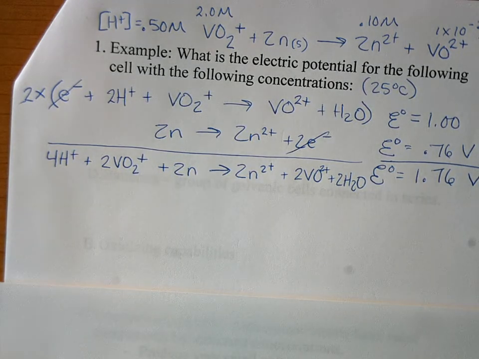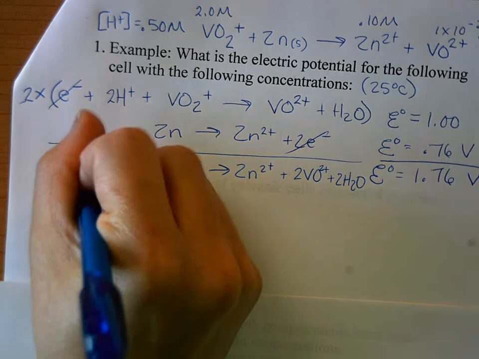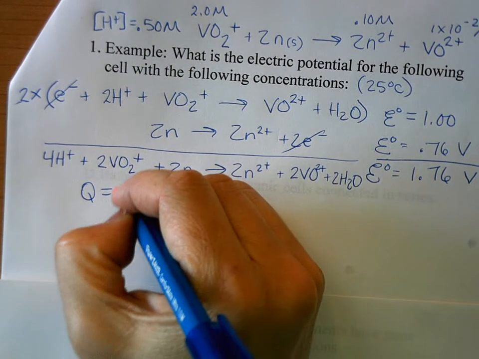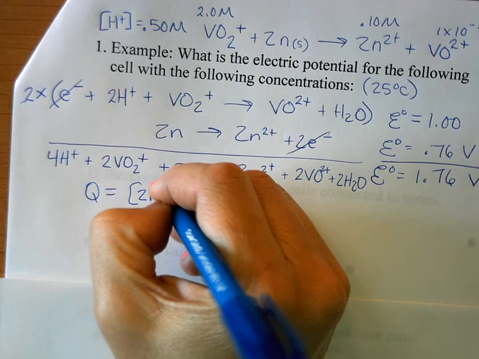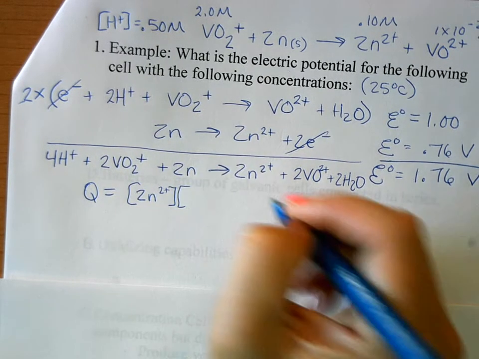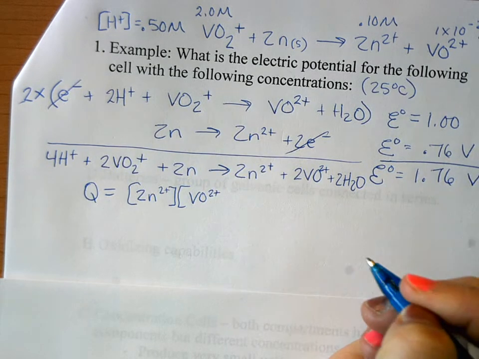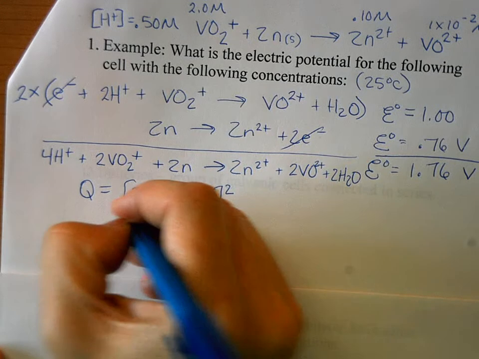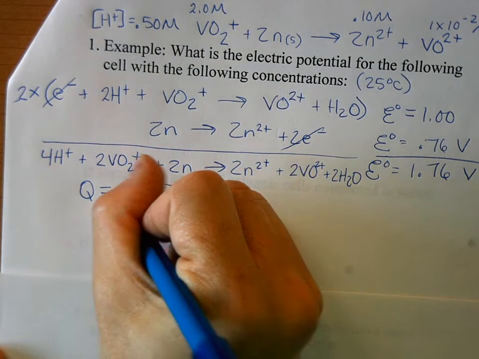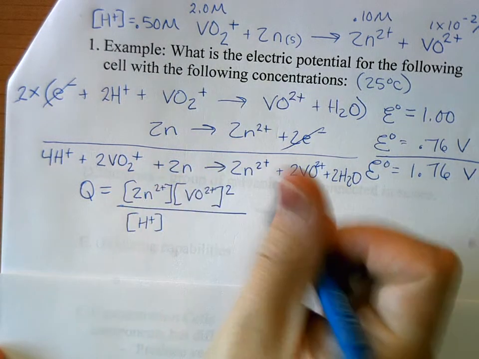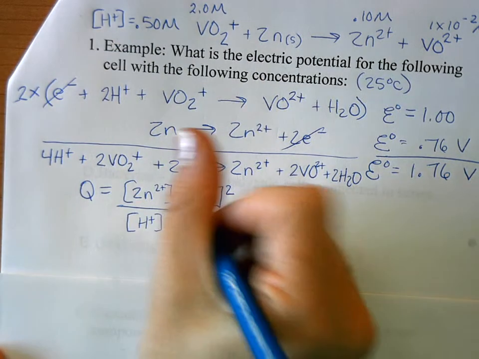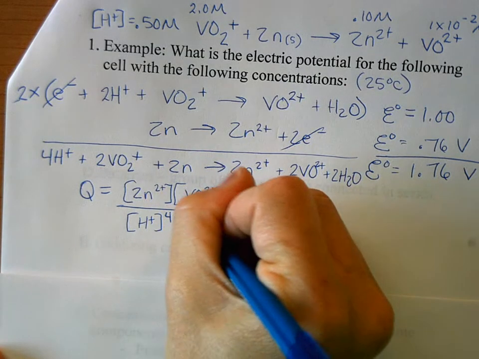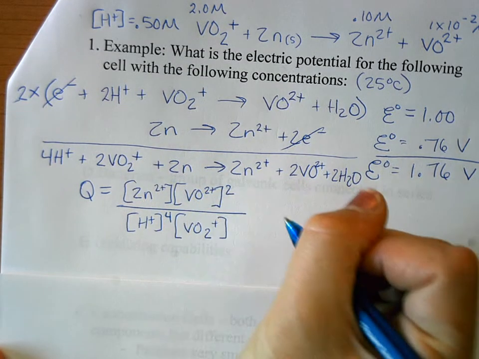So then, to calculate Q, it's products over reactants. Let me go with my products over here. I need my concentration of zinc, multiplied by my concentration of VO with the 2 plus charge. That has to get squared, over my reactants, H plus concentration. That's why I needed to be given that information at the beginning, to the 4th power, and then VO2 with the positive charge squared.